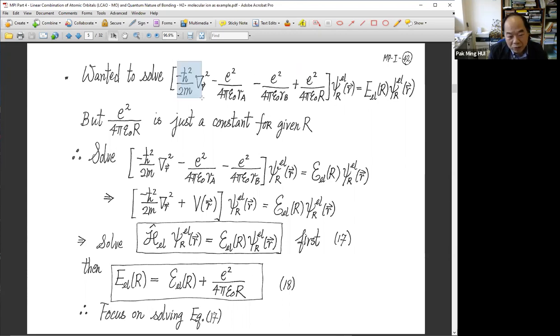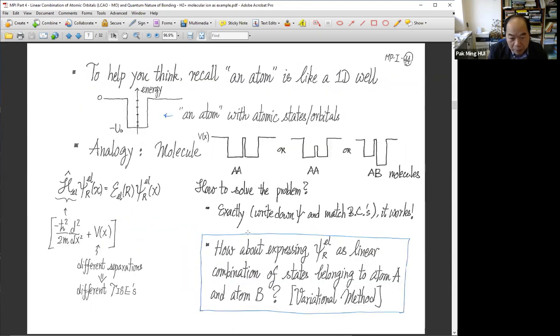So this is the problem. We only have one electron, to see whether it can form a binding curve to bind two protons. We try to solve this problem in a very clever way. We don't want to solve it all over again or numerically. We rely on our knowledge of atomic states. We know the hydrogen 1s states.